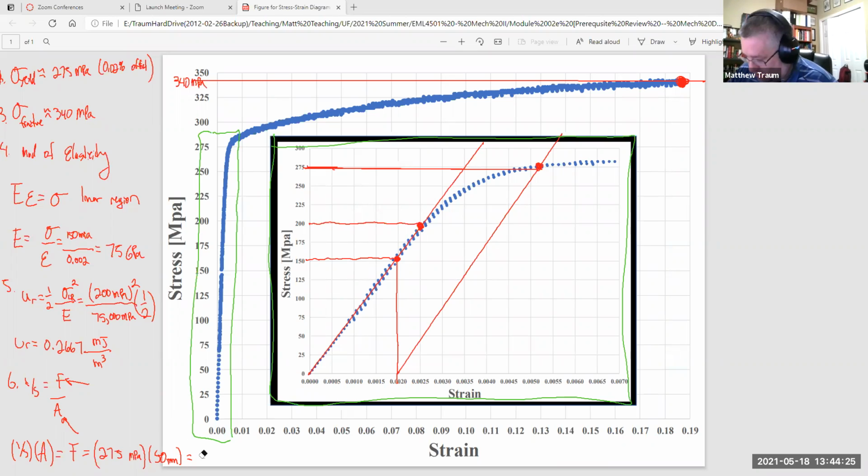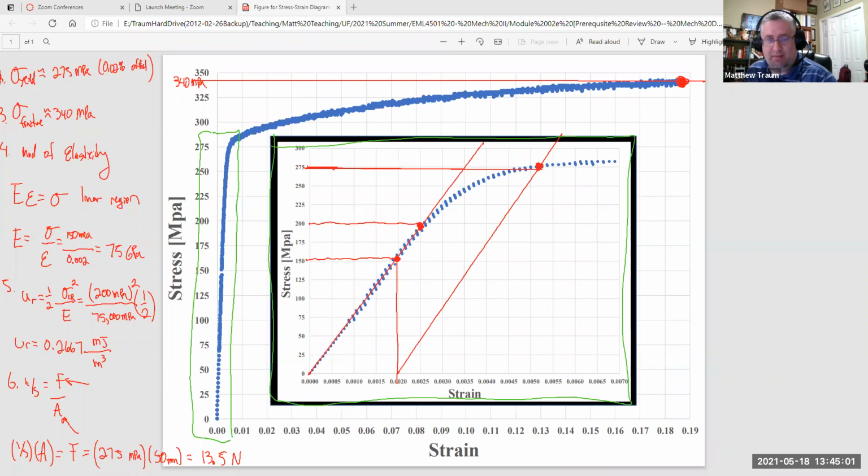It works out. There we go. It works out to be 13.5. I'll make sure you get the units right. Newtons. If I do all the unit cancellation, 13.5 newtons is how much force this brass sample can absorb before any sort of plastic deformation. So, is that good? Any questions on that one?